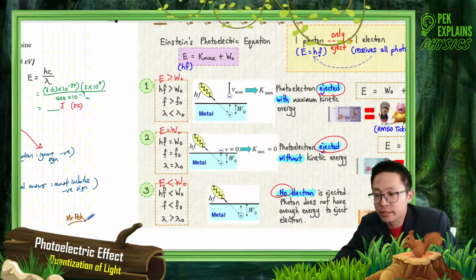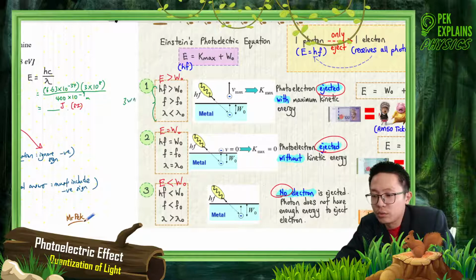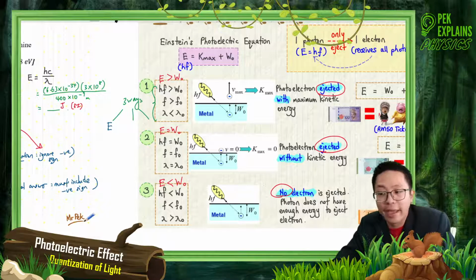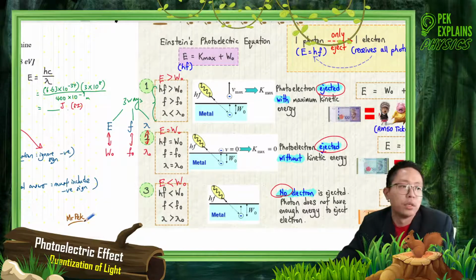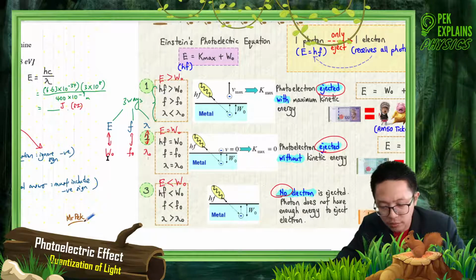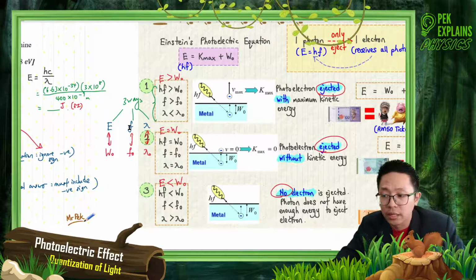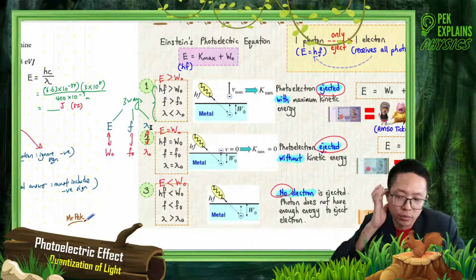Actually, we have three ways to see whether it can eject or cannot eject. We can look at the energy of the photon, or the frequency of the incident photon, or the wavelength of the incident photon, and then just compare them with the threshold wavelength, threshold frequency, or work function. Compare the frequency with the threshold frequency, or compare the wavelength with the threshold wavelength.